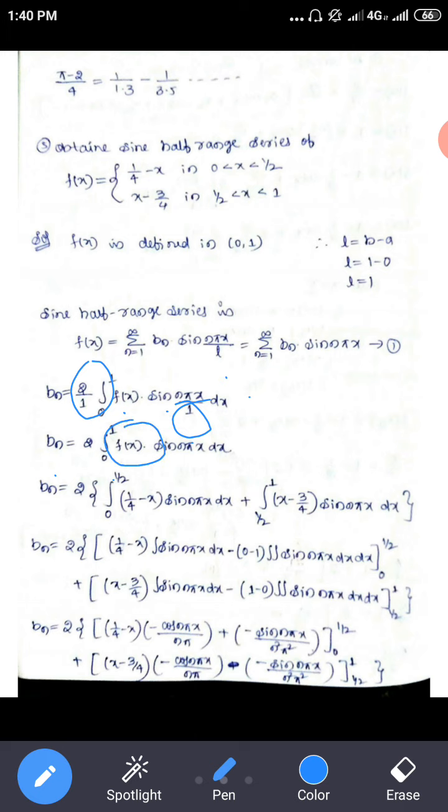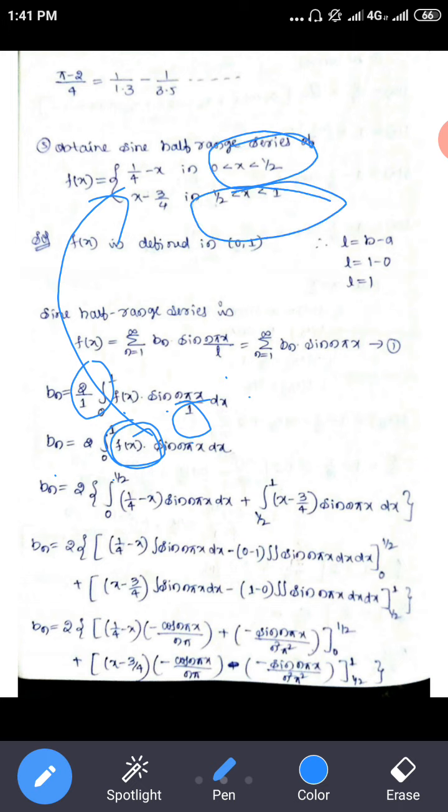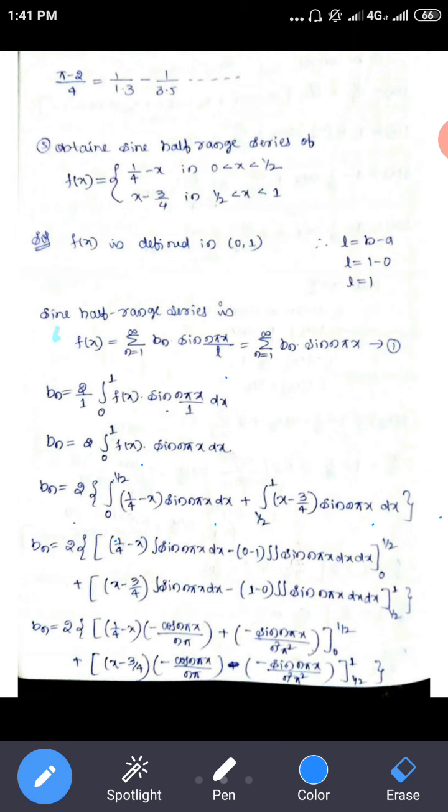I cannot substitute f of x directly here because f of x is split: one piece in 0 to 1 by 2, the next in 1 by 2 to 1. So 2 into the integral from 0 to 1 by 2, where f of x is 1 by 4 minus x, which I substituted, sine n pi x dx, plus the integral from 1 by 2 to 1, where f of x is x minus 3 by 4, sine n pi x dx. So next, 1 by 4 minus x.